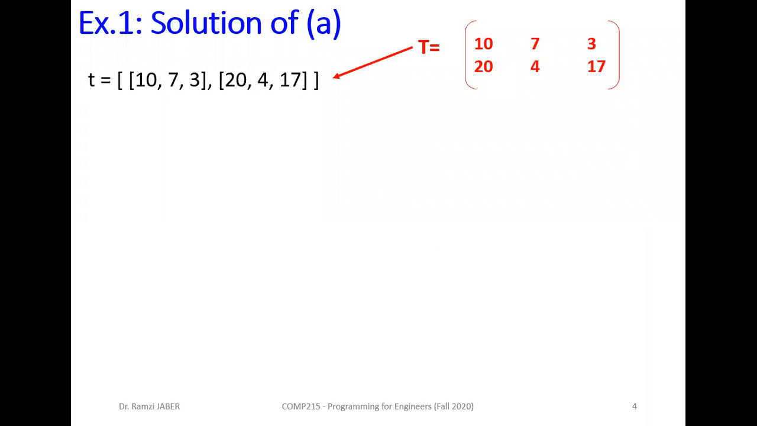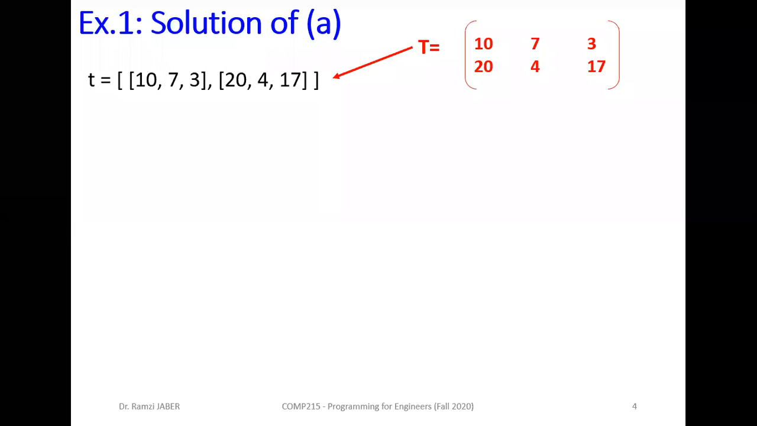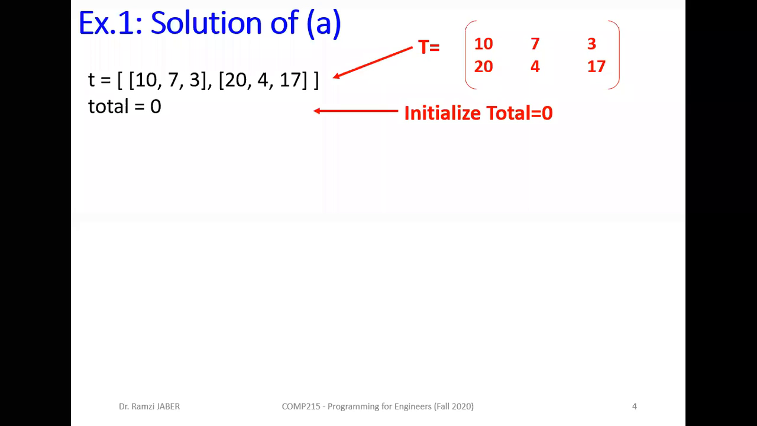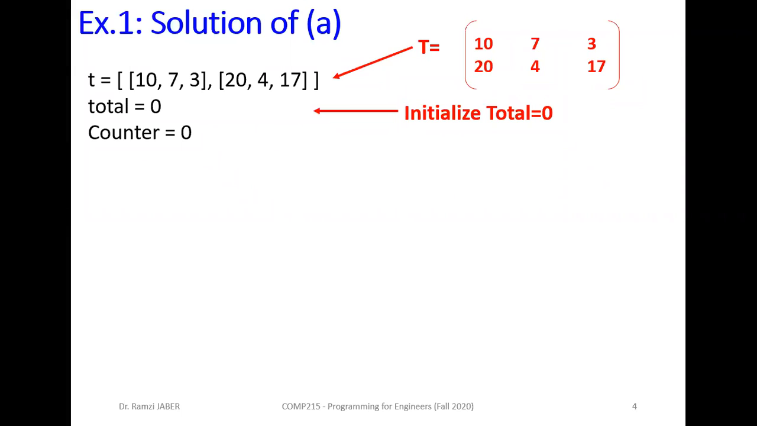Okay, let's begin. Here we have T, which contains two elements, T0 and T1. T0 is a sublist, and T1 is another sublist. So to get a double subscript array, the first row will be T0, the second row will be T1. First we'll start by initializing the total equal to 0 and the counter equal to 0.